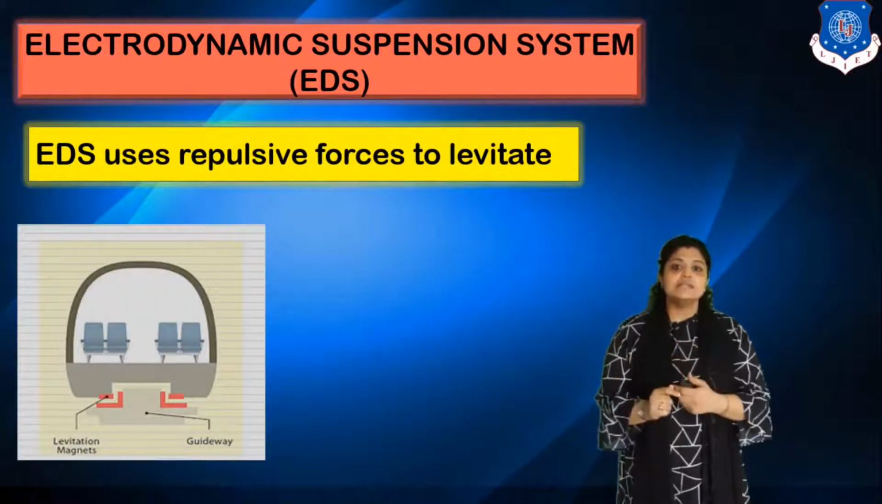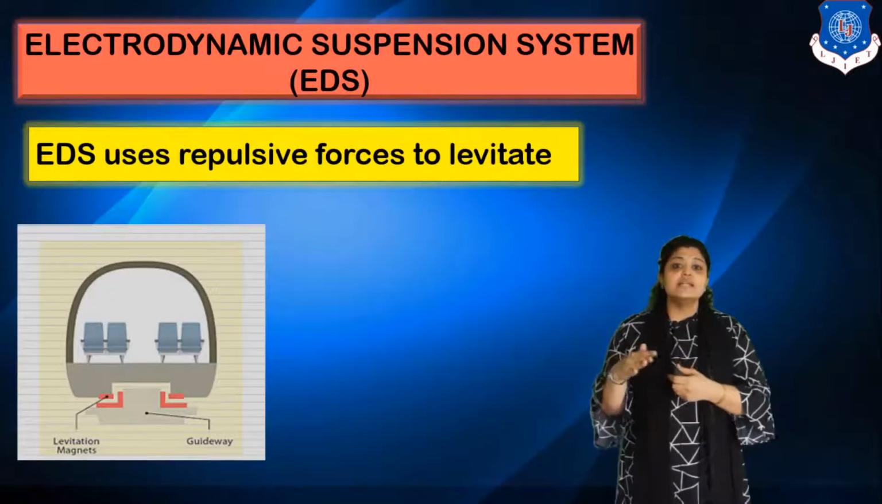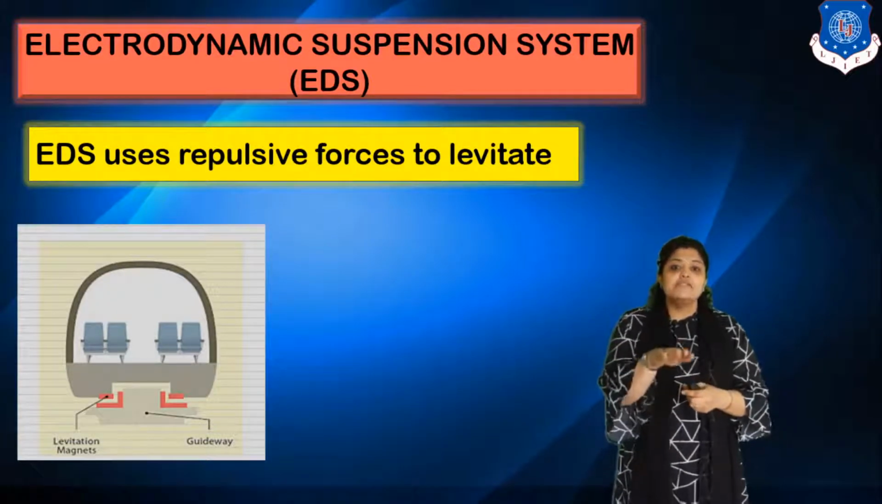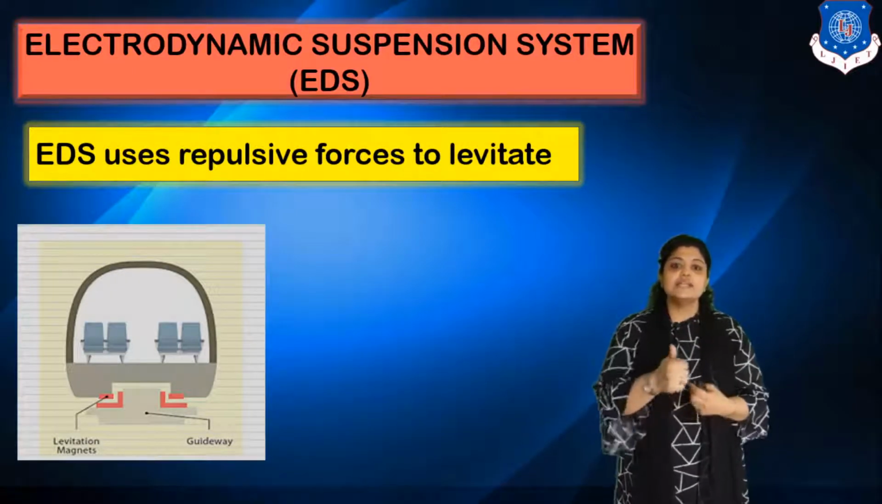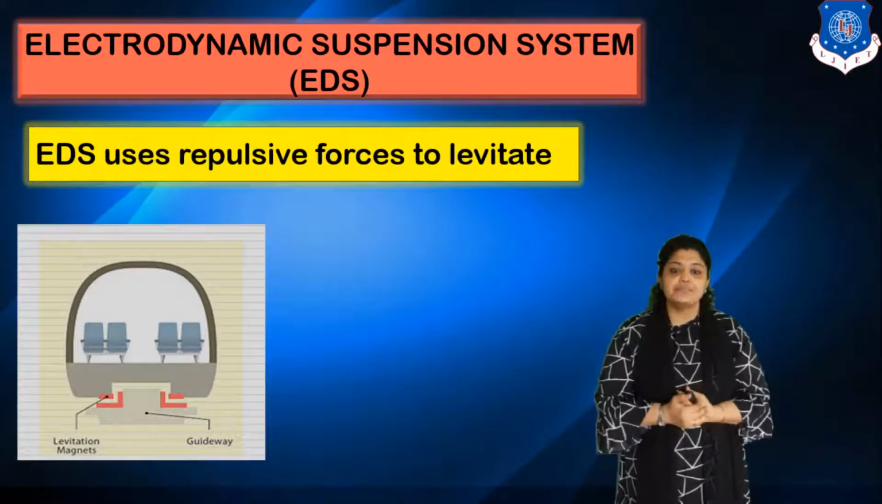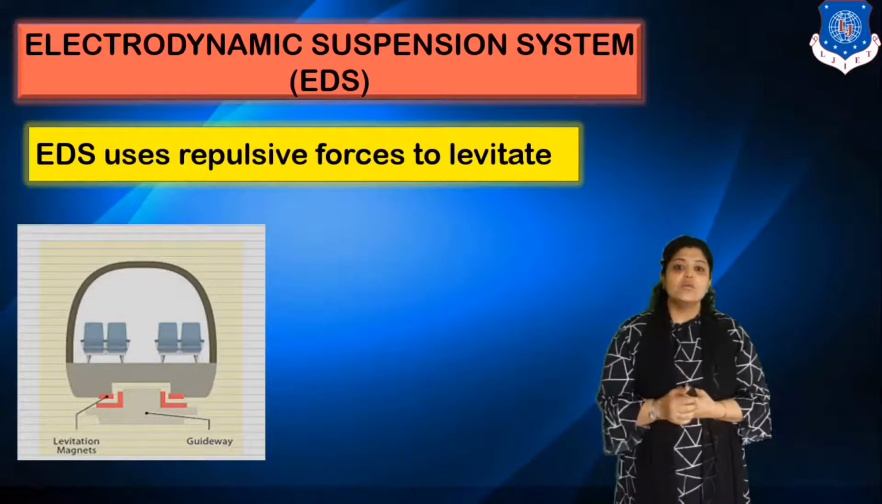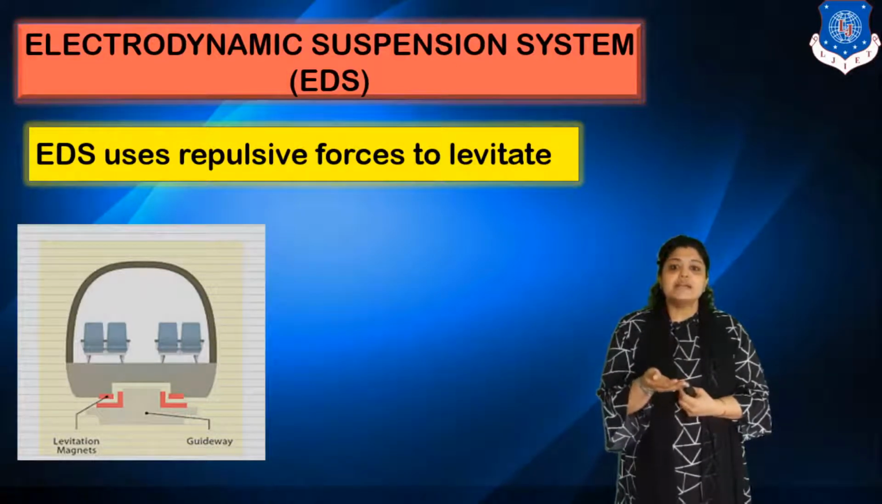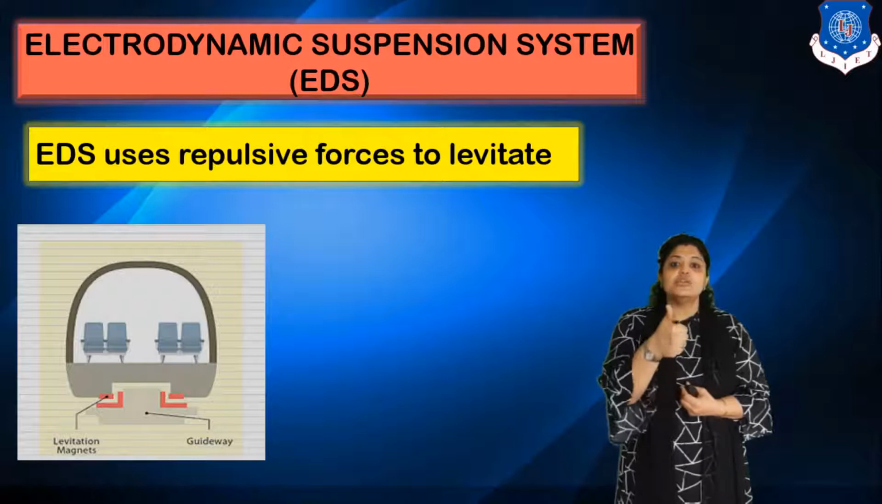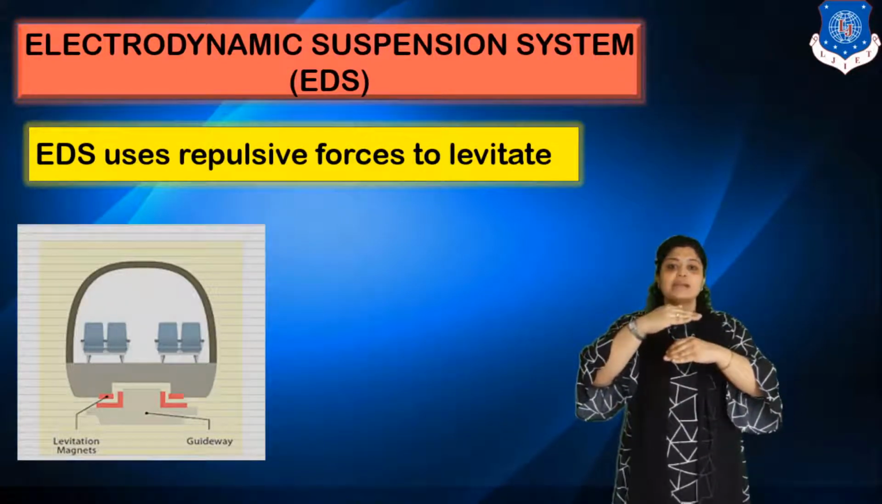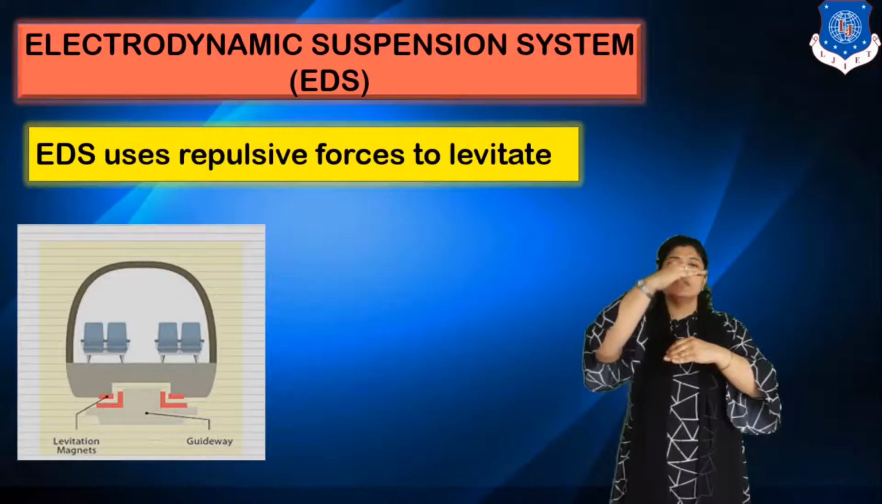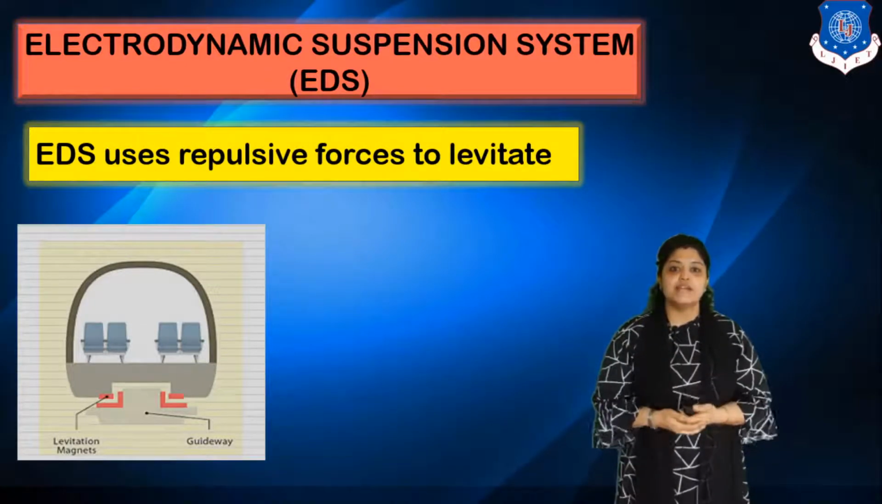Unlike the EMS system, you can see here that the train is not like a clamp. If this is the track, the train is just placed on the track. You can see the levitation magnets here. So in this case, what happens? The levitation magnets repel the electromagnets, so these are the electromagnets and these are the levitation magnets. When the levitation magnets repel, the train will levitate.